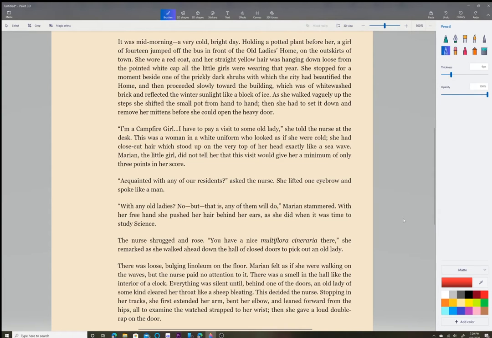Mood versus tone, the mood being what you feel and the tone being what the author wants to get across as far as the feeling of themselves or the character in the story.